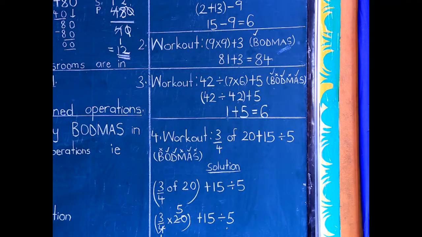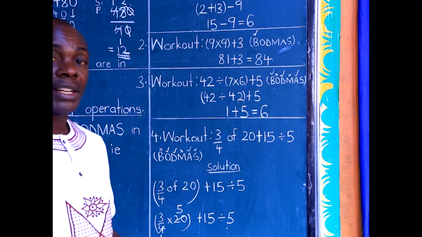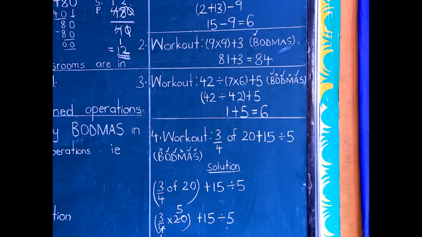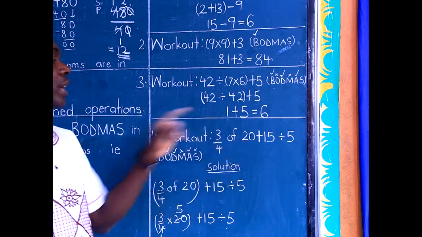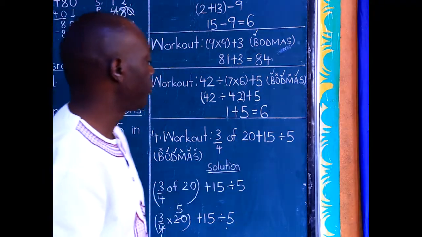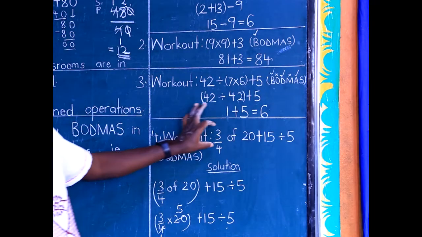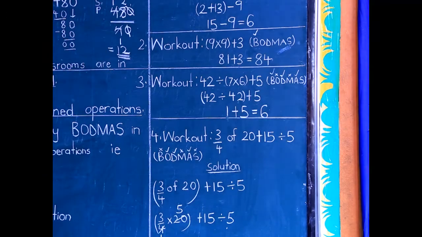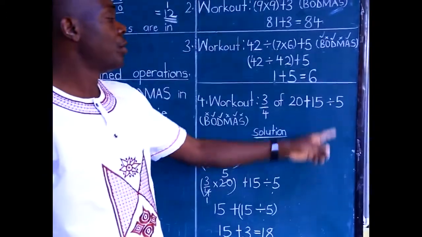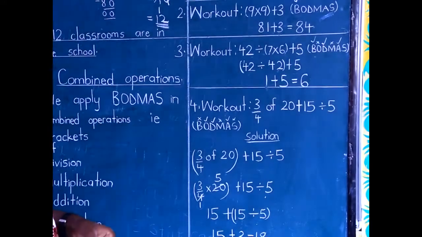Following BODMAS will help you answer this work successfully. No guesswork whatsoever. Should you guess, you will be guessed to have answered wrongly. And now we go to the last example today about BODMAS and the lesson in general, which reads: work out 3/4 of 20 plus 15 divided by 5. Again, we've got a plus, we've got a divide by 5. Now, what should we start with?